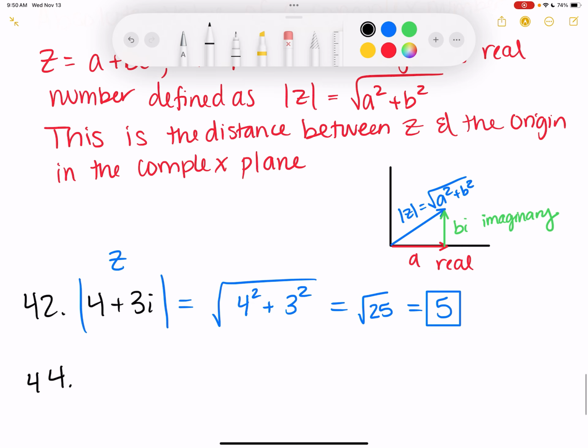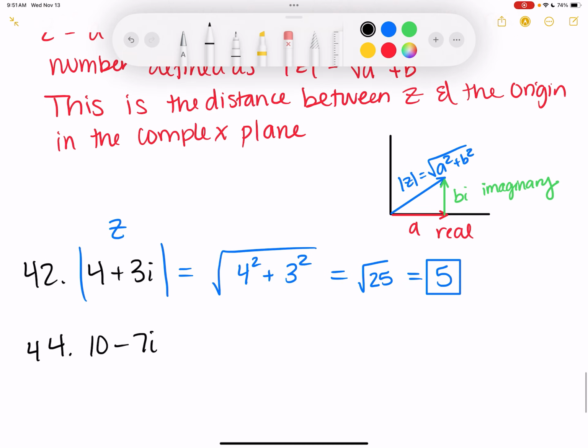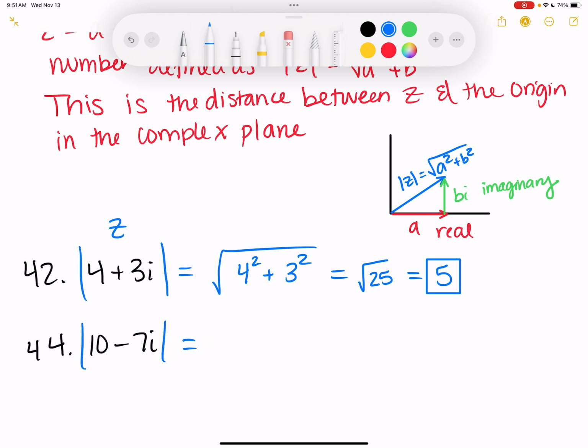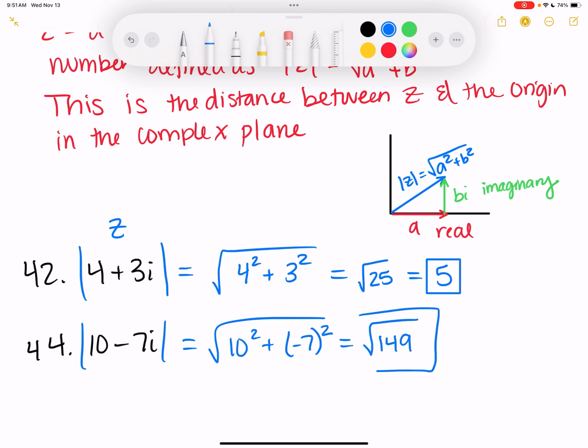10 minus 7i. So we're taking the absolute value of it: the square root of 10 squared plus, now notice, 7 is negative, but it's negative 7 squared, so yes, it's going to stay positive. So this is the square root of what? 149.